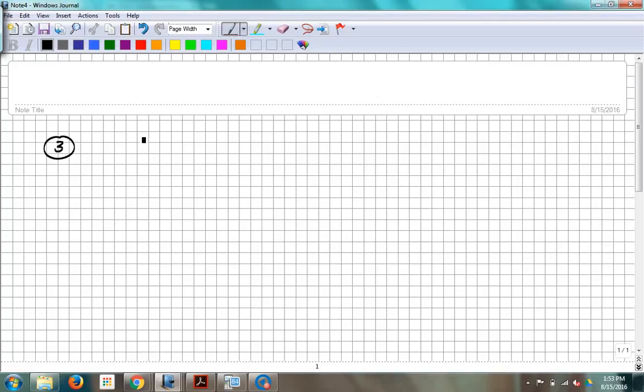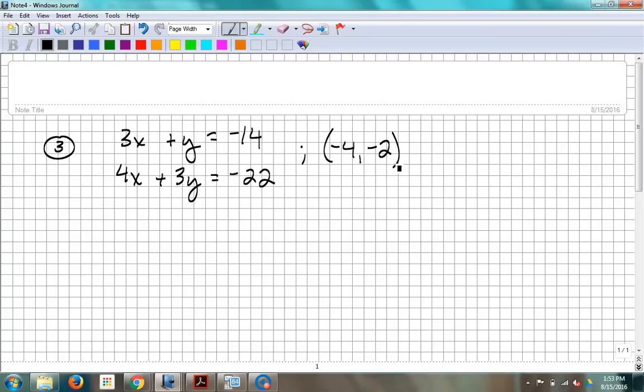You have a system of equations, 3x plus y is equal to negative 14, and then 4x plus 3y is equal to negative 22. They want to know, is negative 4, negative 2 the answer to that system? Or is it an answer to that system? So the way you're going to tell that is you're going to plug those in for x and y into each equation and say yes or no.